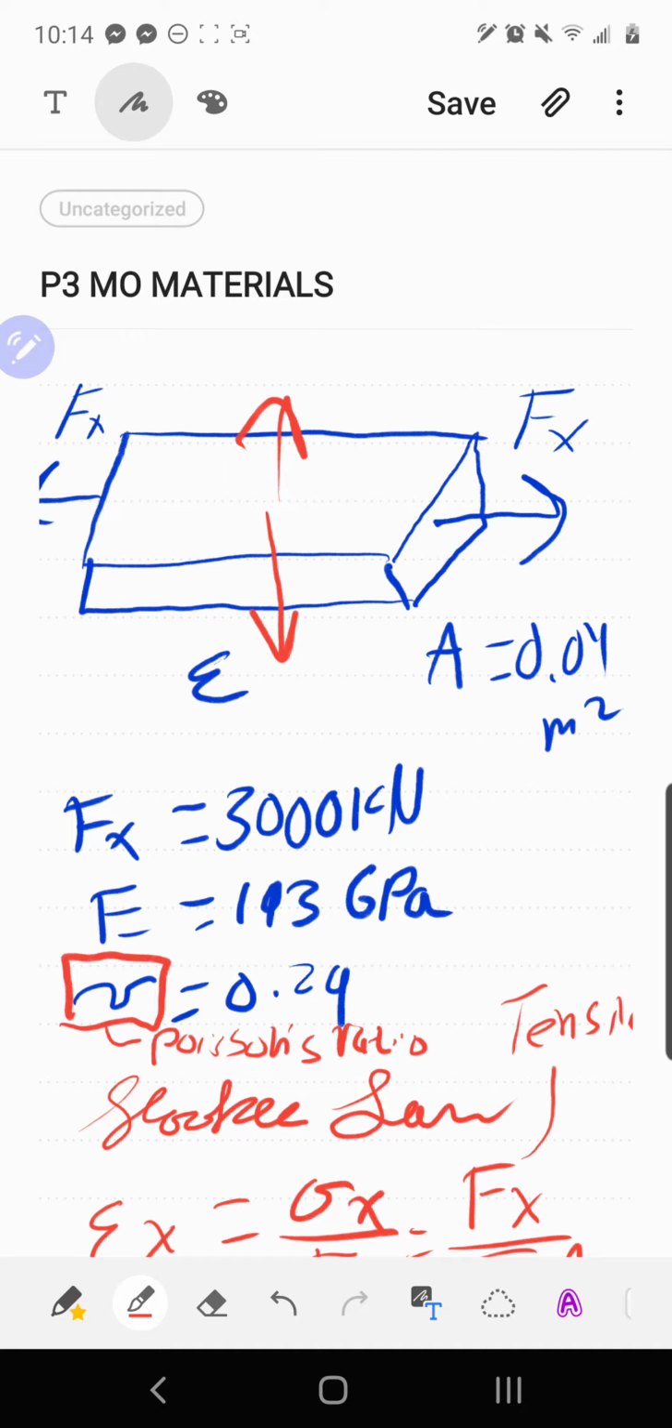That's why we need to use Poisson's ratio, because we need to find out the change in the object in that particular direction. We're getting the strain in the x direction will tell us the strain from here and here. But if we want to know the lateral strain, we need to use Poisson's ratio.